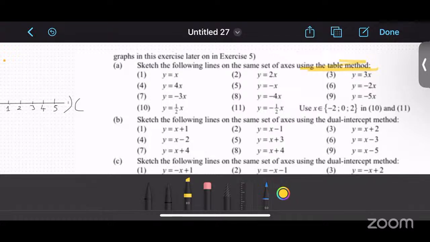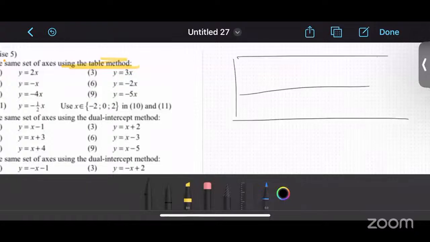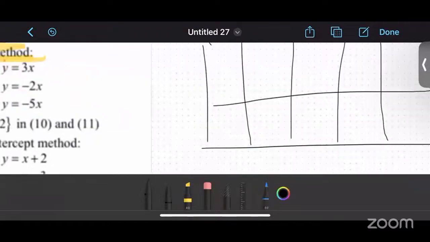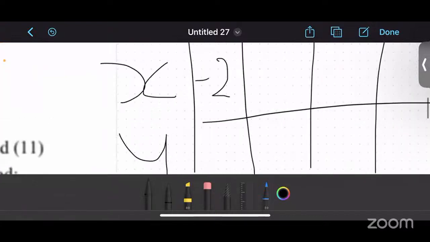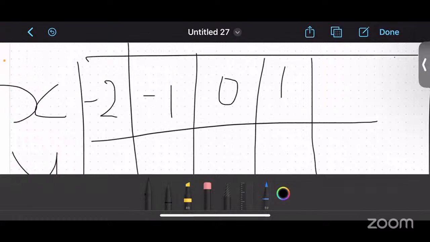When you use a table method, that means you're going to make use of a table to get your coordinates, right? I said to you that you can choose as many x values as possible so that you can get many coordinates, because if you have your x values, it will be easier to get your y values. We are picking the x values so that we can get the y values, because y depends on the x, right?